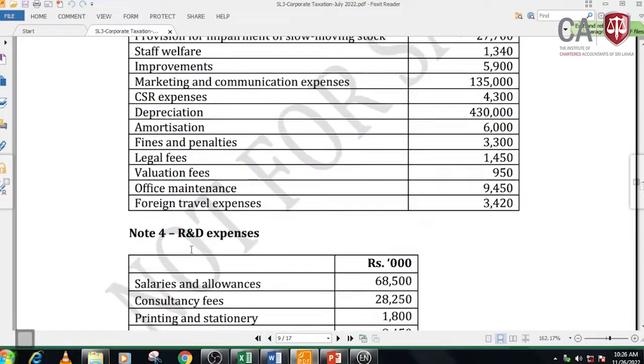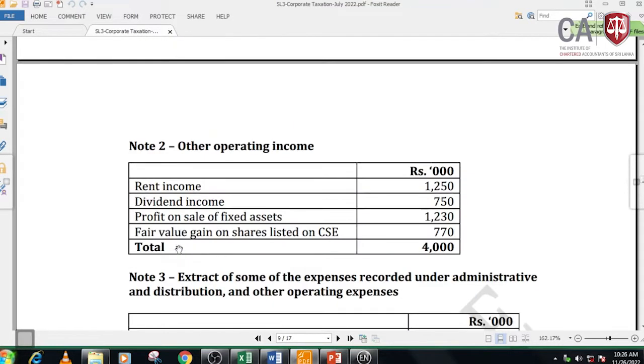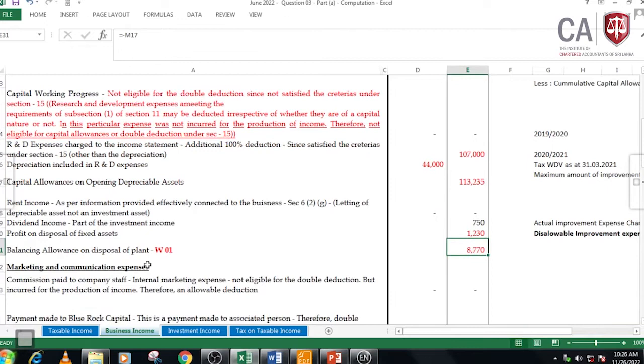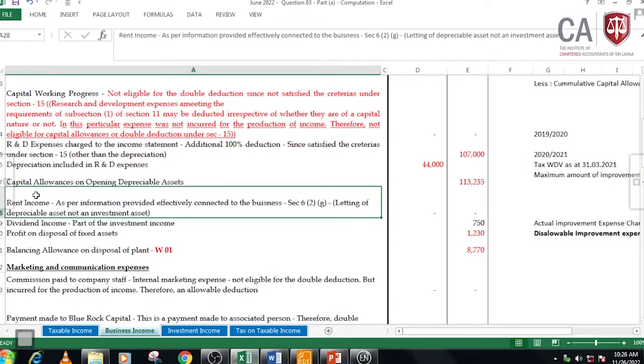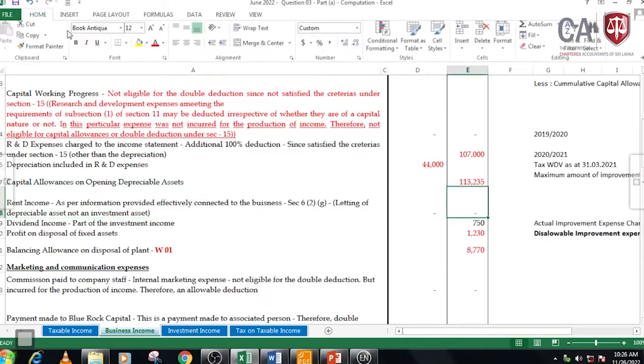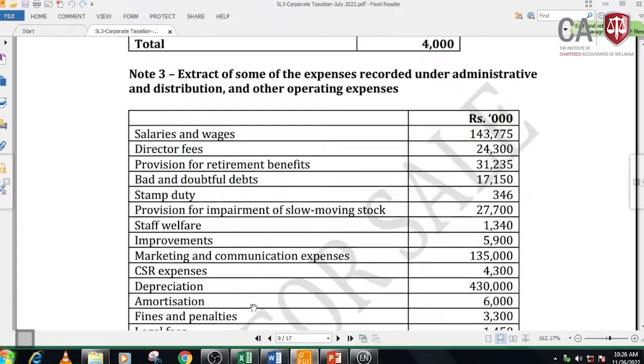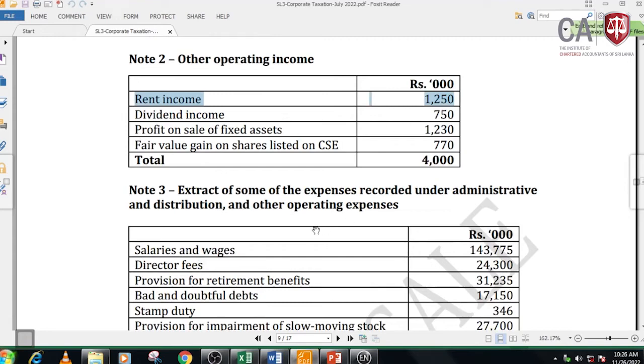Thereby, this rent income, 1,250, this should be as it is in the profit before tax because it is effectively connected to the business. Let me come to that, which is a rent income. As per information provided, it is effectively connected to the business, thereby letting off depreciable asset, not an investment asset. Therefore, no adjustment required on that. Then the next one. Now from this, these two we have considered.